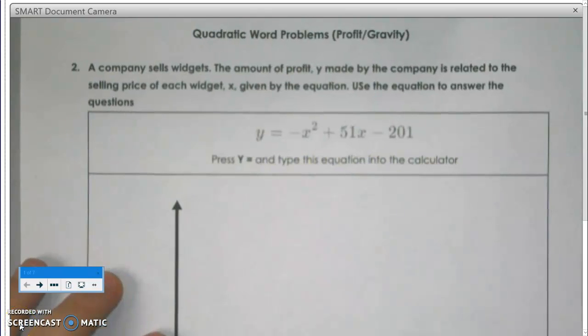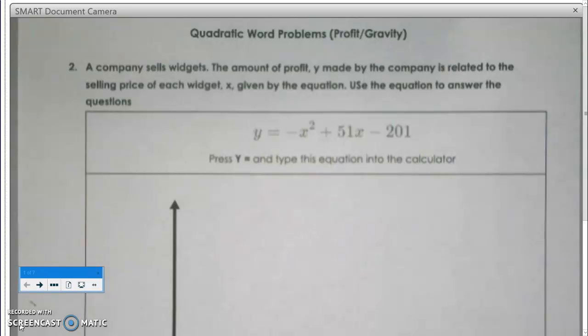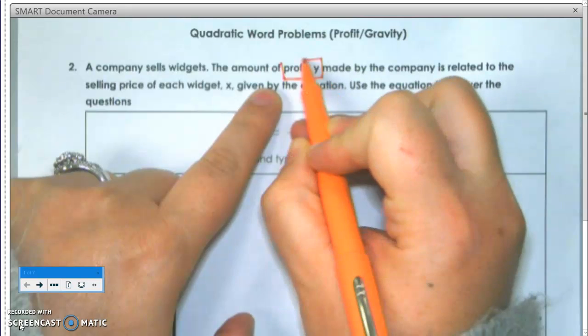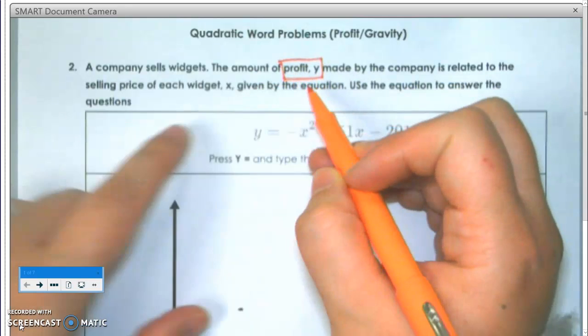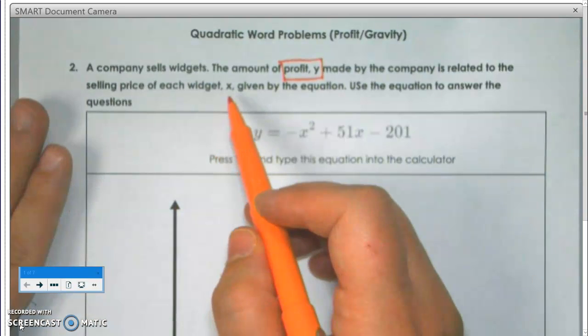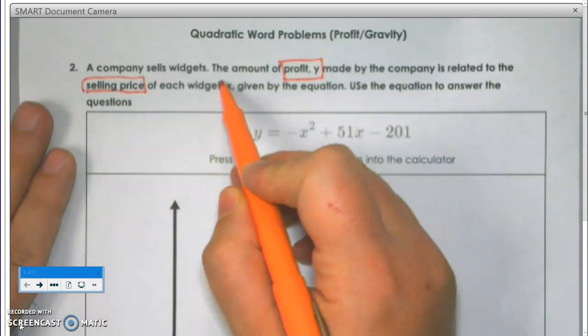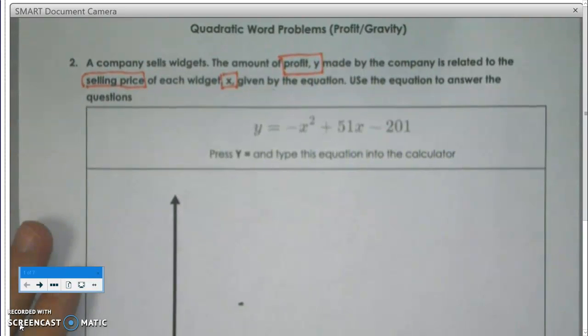Hi guys, so this is an example about profit. A company sells widgets. The amount of profit, which is Y, is how much money they make, and it is related to the selling price of each widget, X. So the selling price is X. Use the equation to answer the questions.